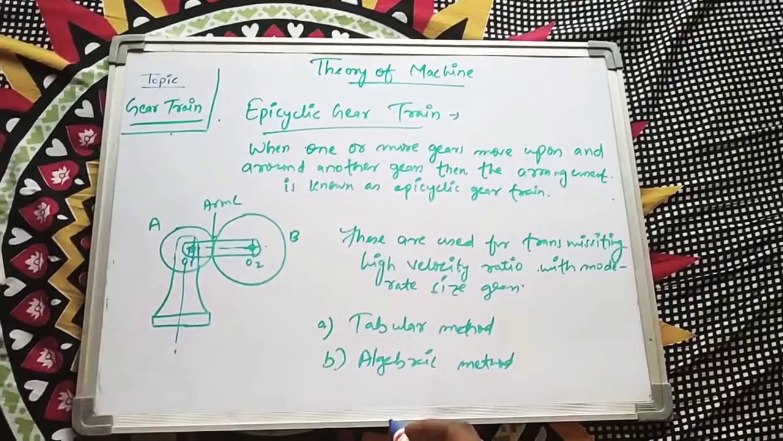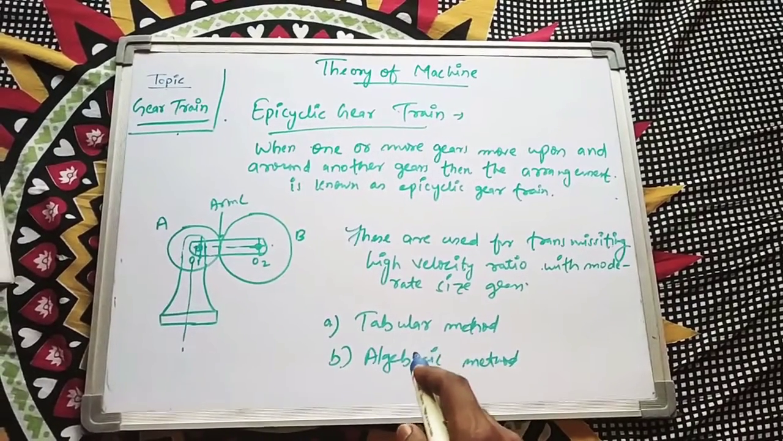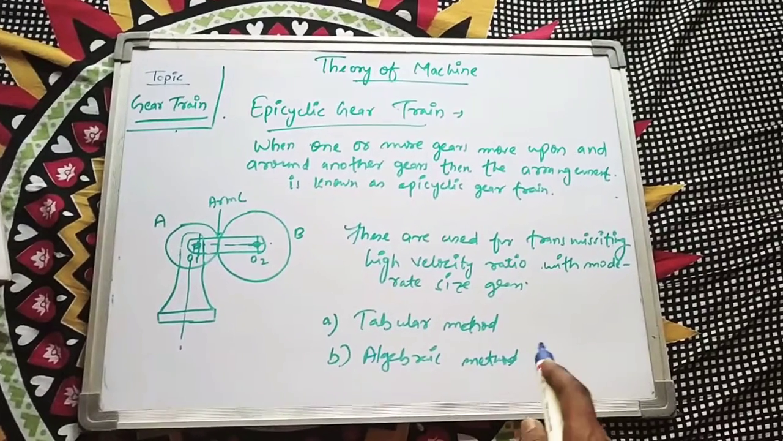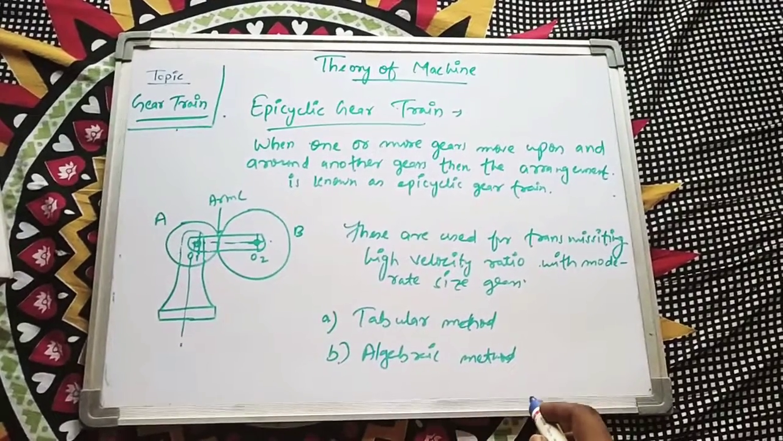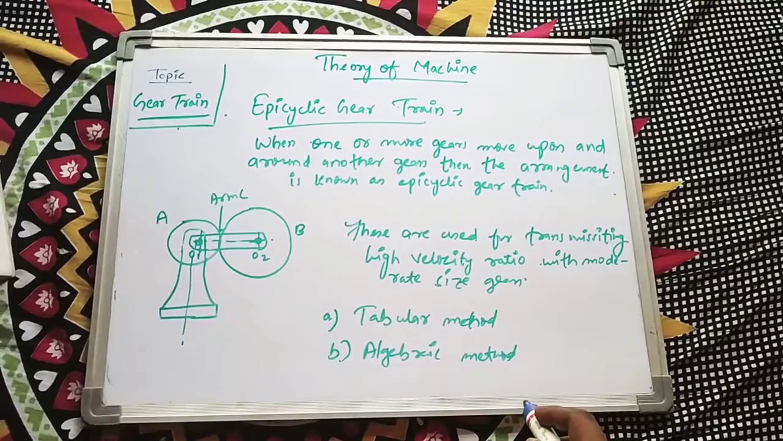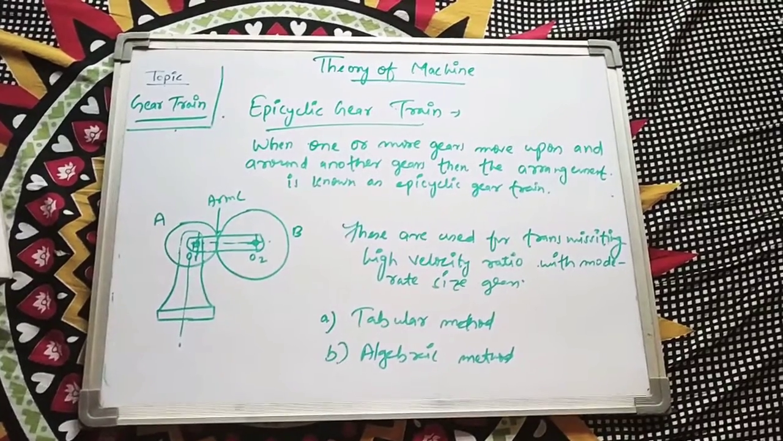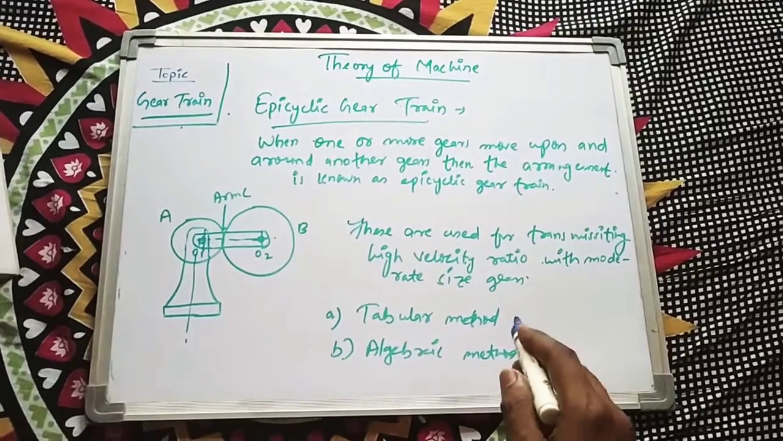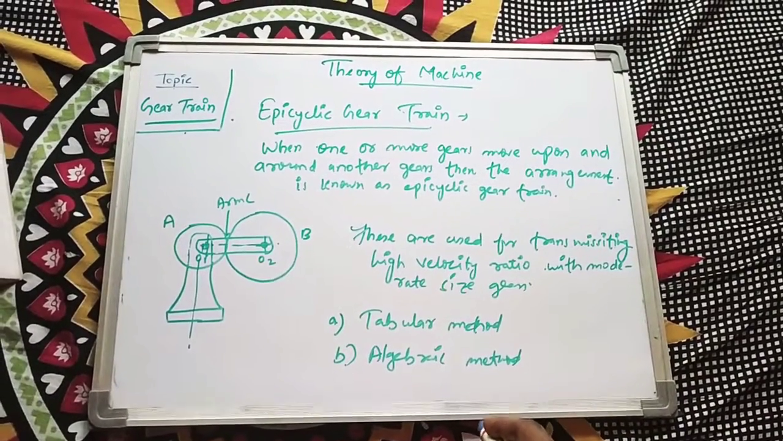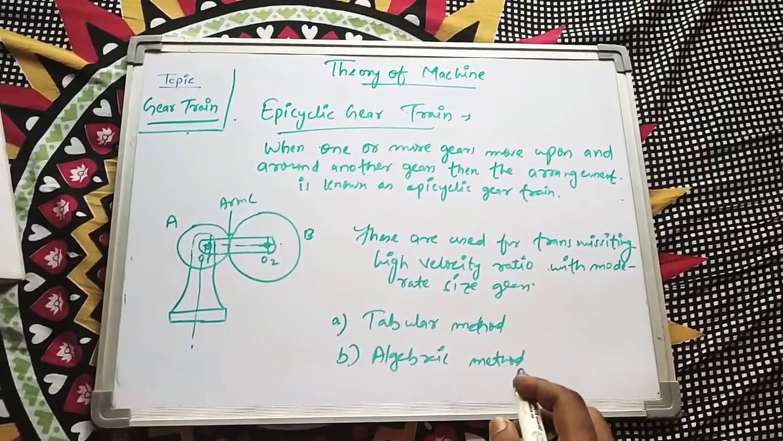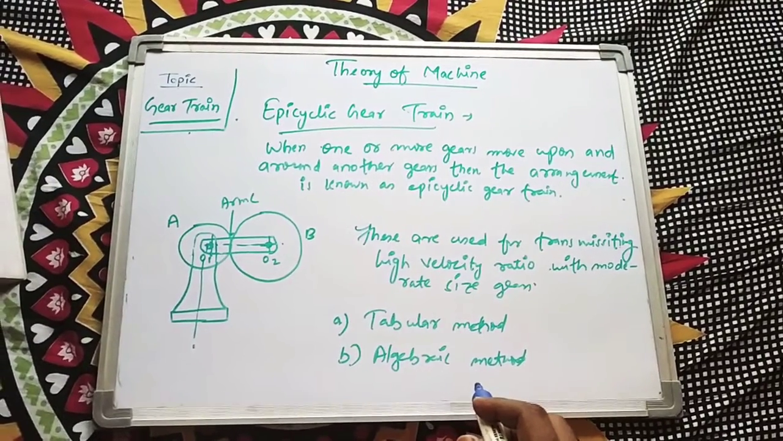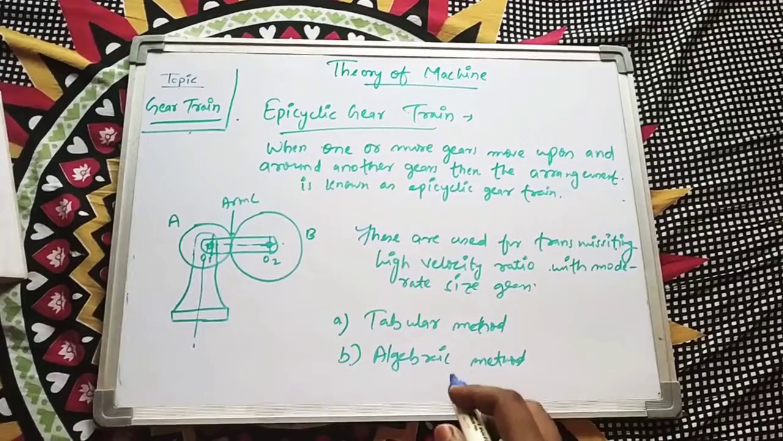For calculating the velocity ratio of an epicyclic gear train, we have two different methods: the tabular method and the algebraic method. We can use these two methods to solve the velocity ratio of an epicyclic gear train. We will discuss these two methods in the next class, how to solve the velocity ratio of an epicyclic gear train. I hope you understand this topic also.